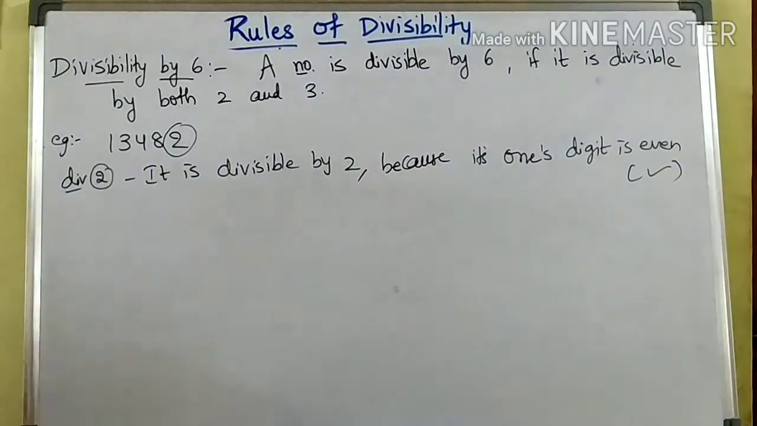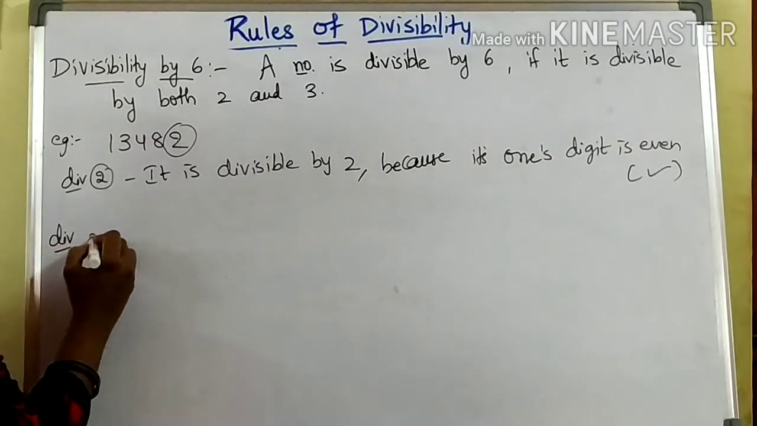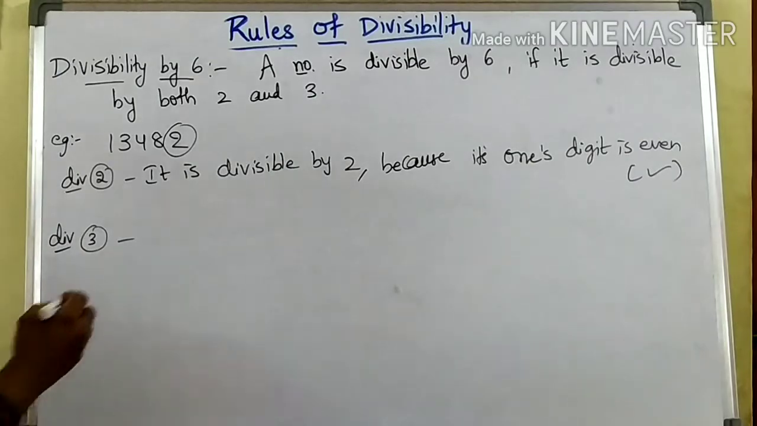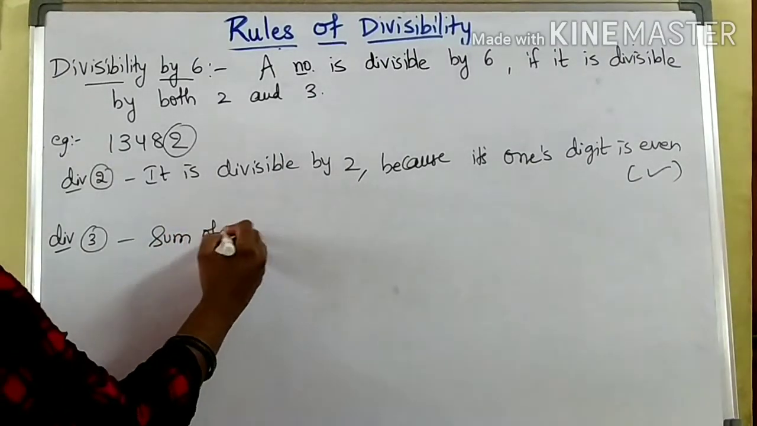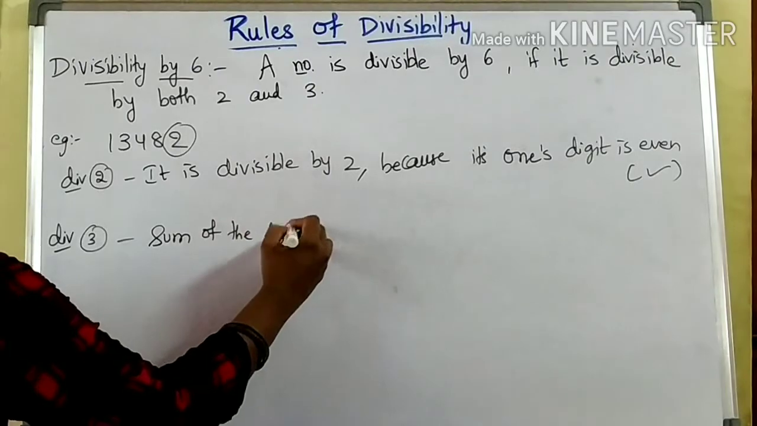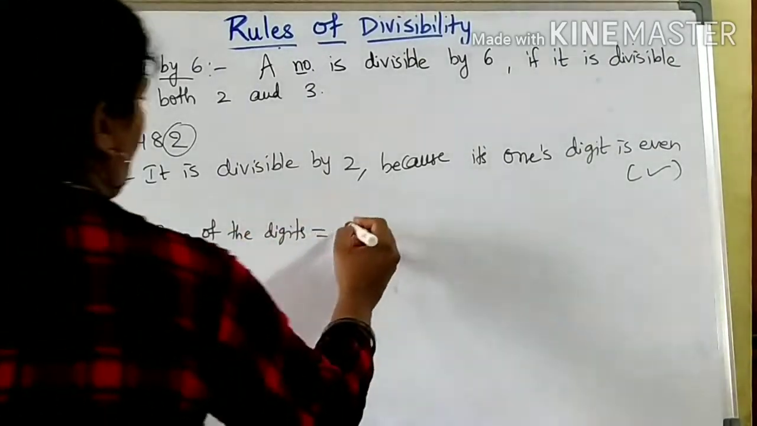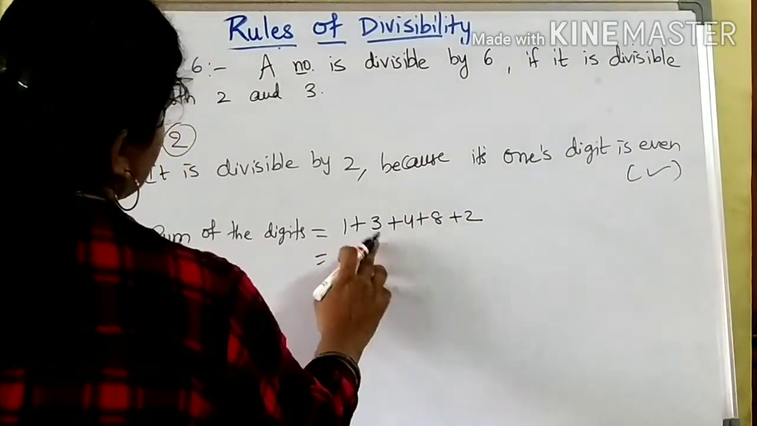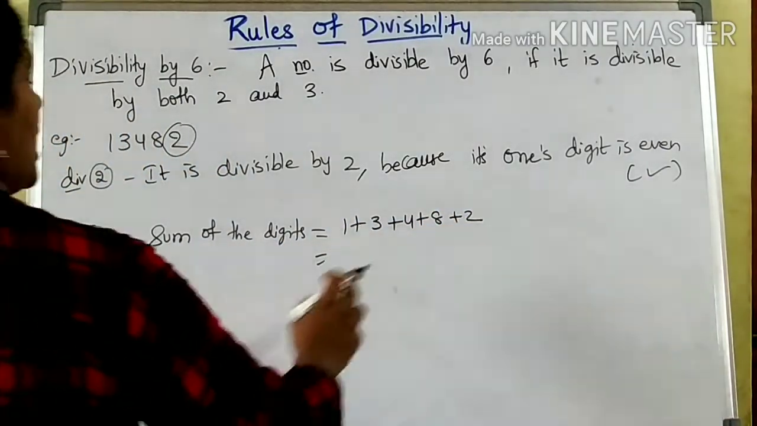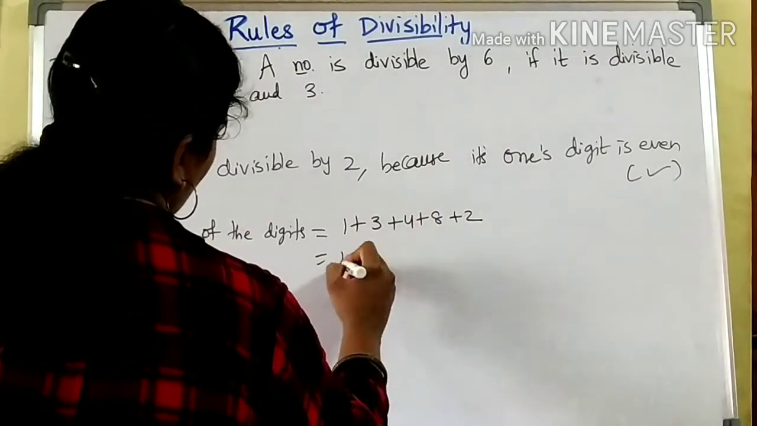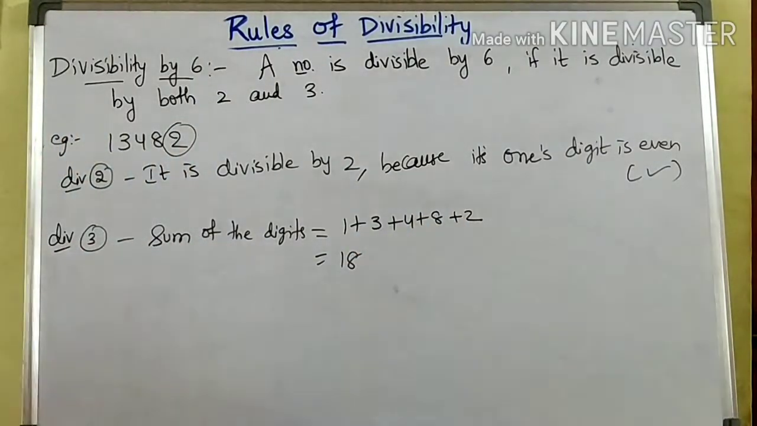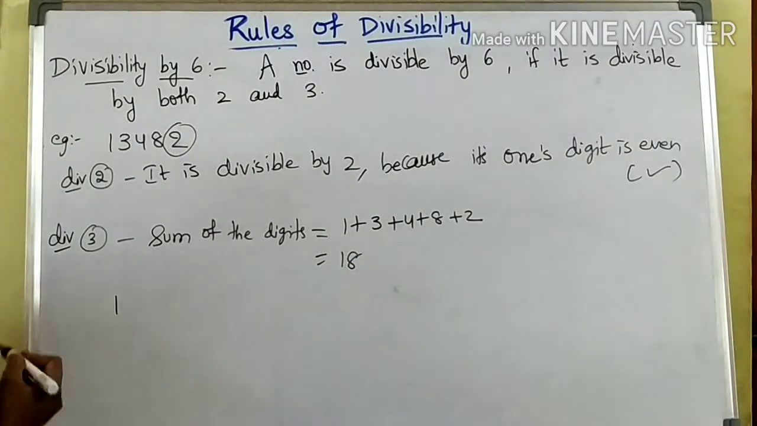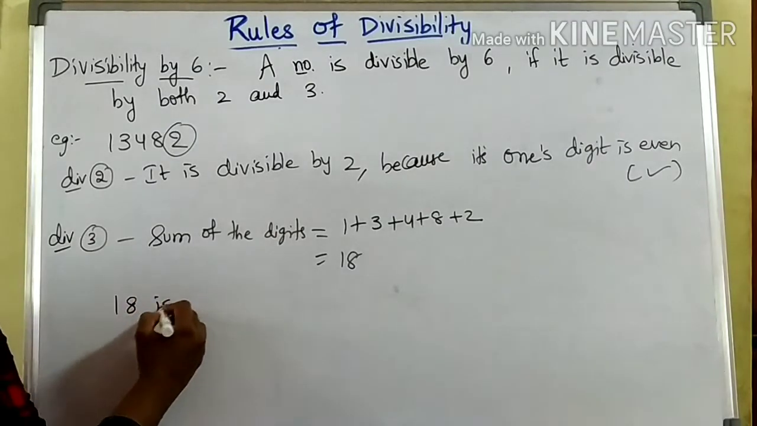It is possible. And coming to divisibility by 3, what is divisibility by 3? A number is divisible by 3 if the sum of the digits is divisible by 3. Now here we will find the sum of the digits. 1 plus 3 plus 4 plus 8 plus 2. 1 plus 3, how much? 4. 4 plus 4, 8. 8 plus 8, 16. 16 plus 2, 18. Here you got 18. Is 18 divisible by 3? Yes. How many times will 3 go? 3 6s are 18. Okay.